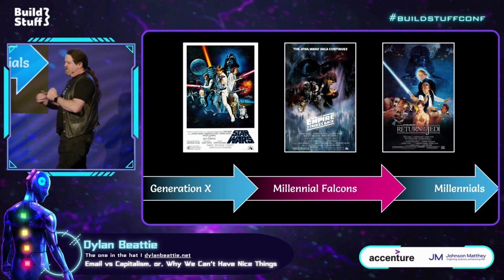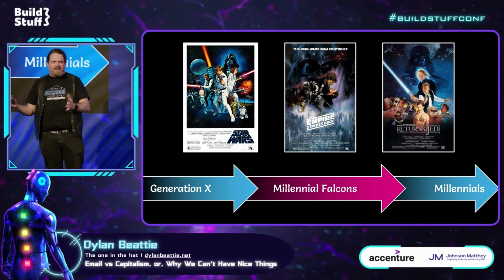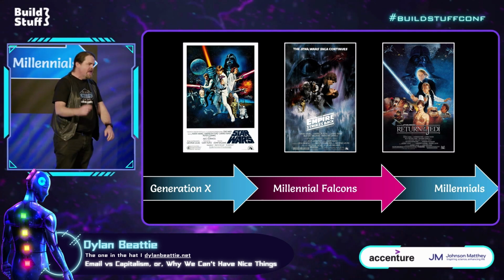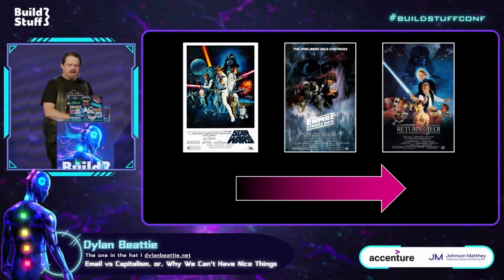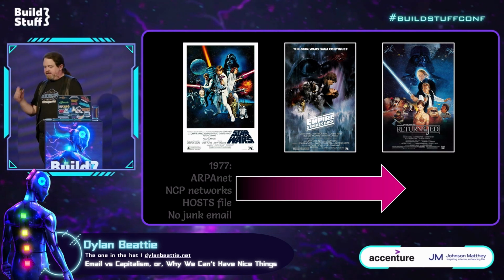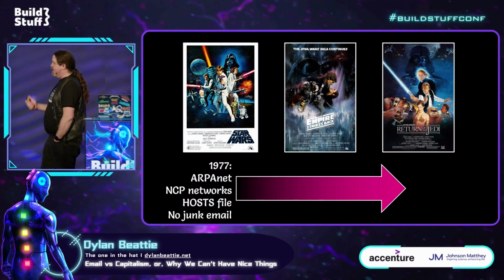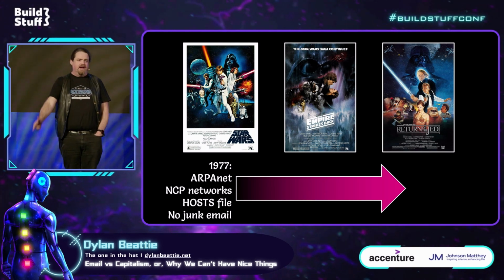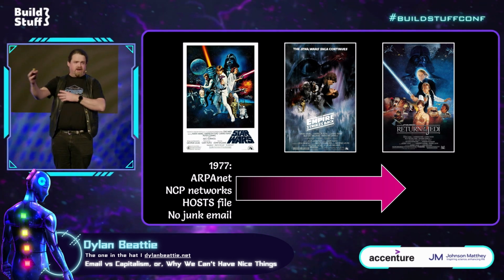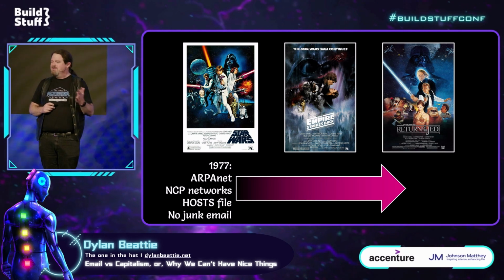But also, you know, I went to university, I spent my working life in a world where software existed. But the biggest Millennium Falcon of them all is the internet. Because when Star Wars came out in 1977, it was called ARPANET. It used NCP, the protocol that computers used to connect. They used the hosts file to look up where other computers were, and junk email didn't exist.